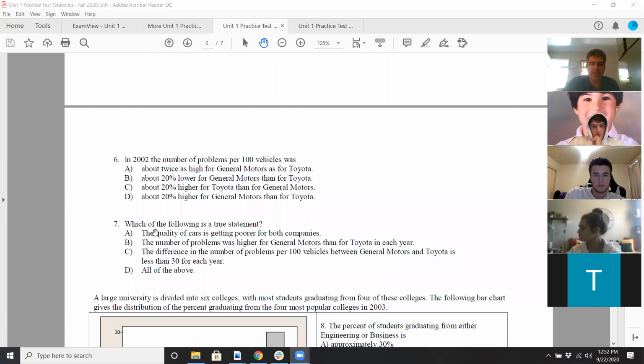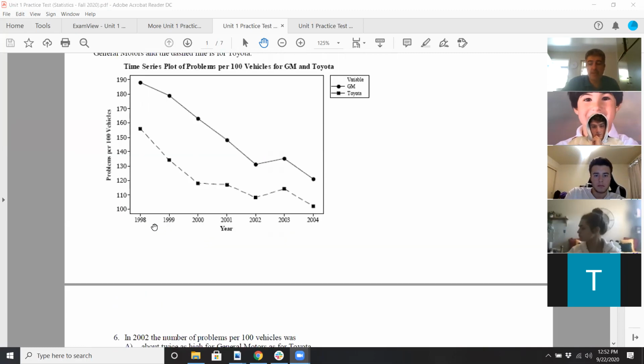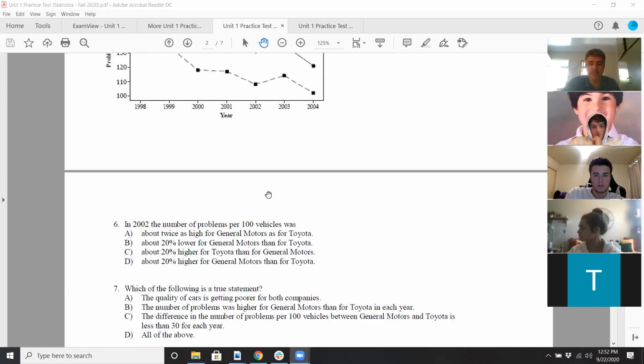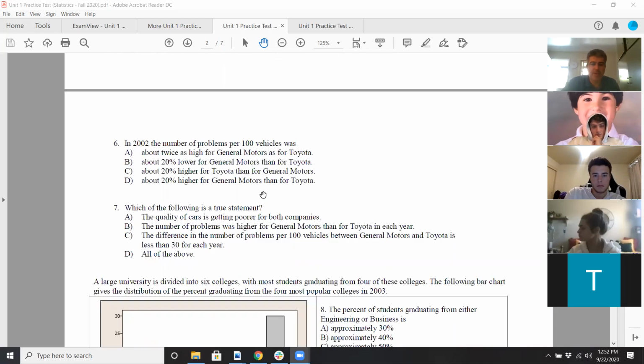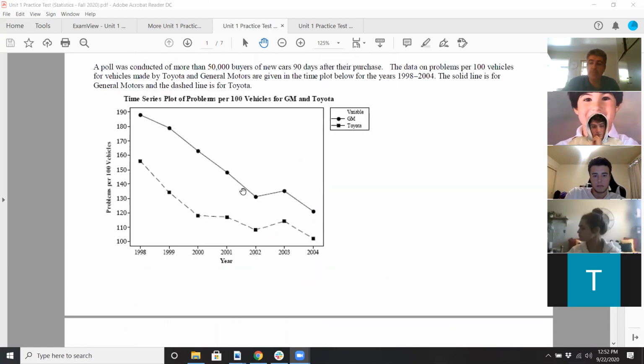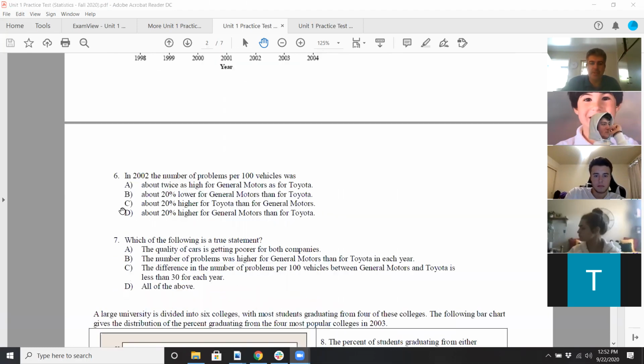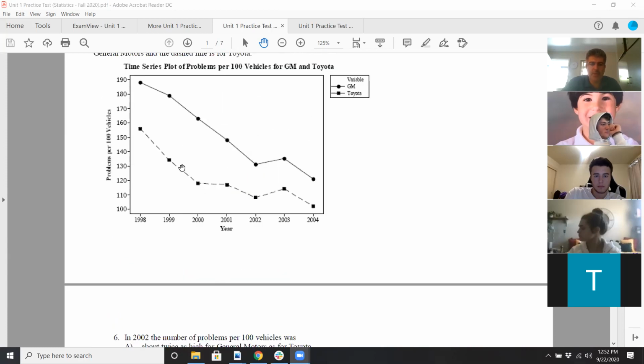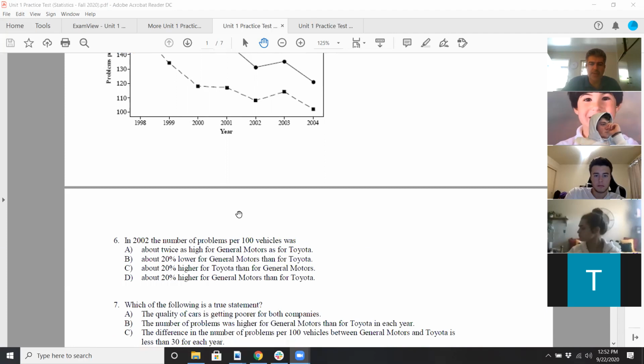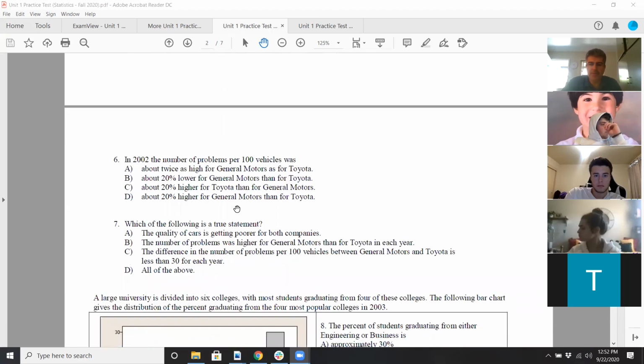And for 7, which of the following is a true statement? The quality of cars is getting poor for both companies. They're actually getting better because you're having fewer problems. So I wouldn't say A. The number of problems is higher for General Motors than for Toyota each year. Yes, it was. Toyota did experience more problems per, because it's a ratio, right? It's not the number of problems, it's per 100 vehicles. So it's a ratio. So yeah, I'd say B. The difference in the number of problems per 100 vehicles between GM and Toyota was less than 30. No, sometimes it's more than 30, as you see here, in the year 2000. All the above, no. So go B.